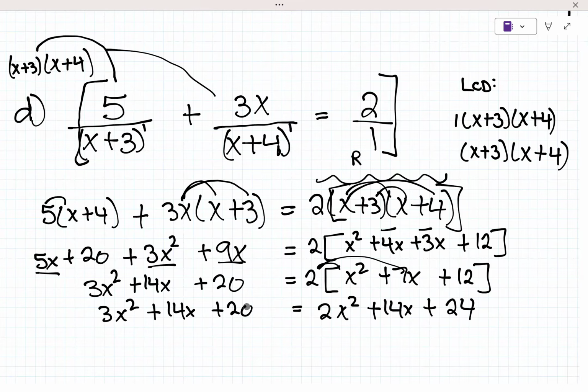Now, what do you think I should do? Should I move everything to the right or move everything to the left? I think this time I'm going to move everything to the left, because if I move this 3x squared to the right, what's 2x squared minus 3x squared? Negative 1x squared. I don't want to deal with that negative because it's more work than I have to do. So let's move everything to the left. I'm going to subtract 2x squared, subtract 14x, subtract 24. Cancel, cancel, cancel.